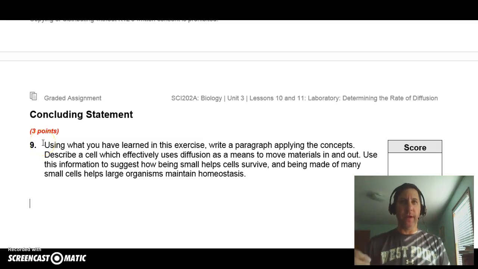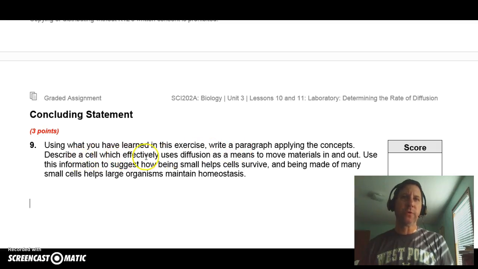I'm not asking you to redo the lab. I'm asking you, when we're done here, to complete the survey, and that's where you're going to get all your credit earned back from. So using what you've learned in this lab, write a paragraph applying the concepts. That's what we're going to do here.